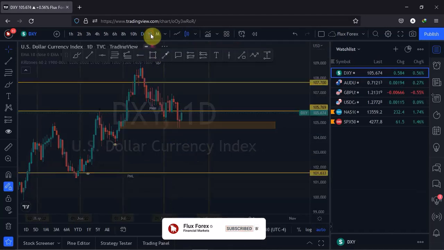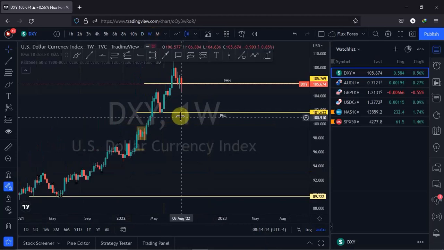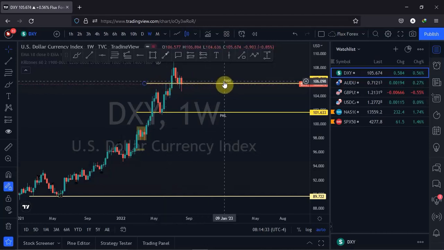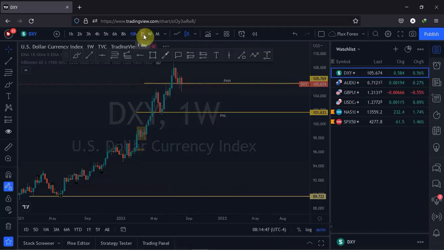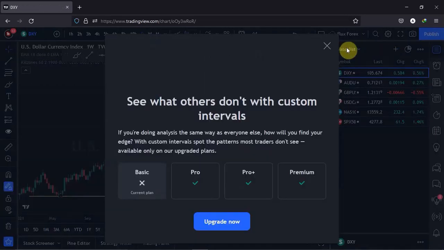But let's switch to the weekly and see what has happened. Just as we can see, we've seen price rejected this zone a few times, and we've already broken the previous monthly high. This was where the previous monthly high is, and price has come back to that zone, and we are seeing a rejection of that zone. So going into next week, I want to see price continue to move to the upside. I'm still bullish on the dollar index.